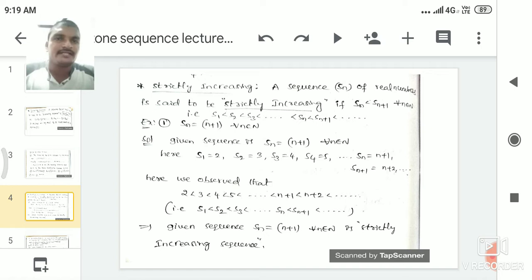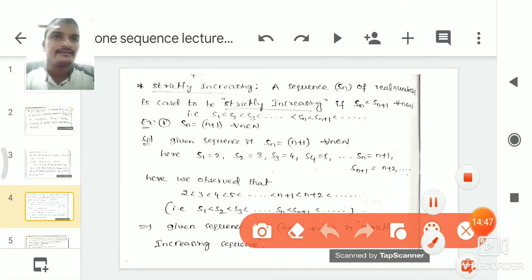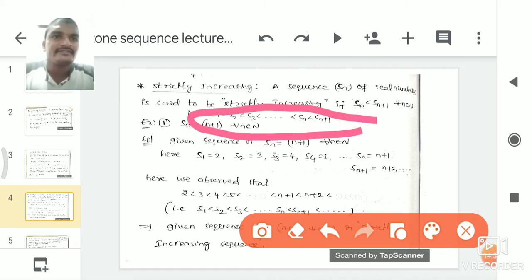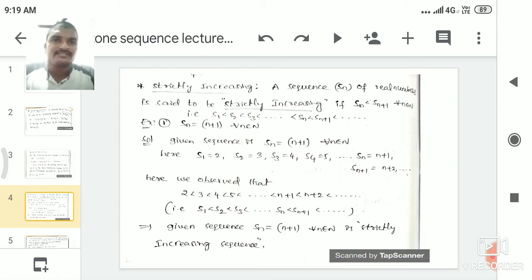Here we see one example, Sn is equal to n plus 1 for all n belongs to N. What is the definition of strictly increasing? The sequence satisfying the condition S1 is less than S2 is less than S3 and so on, that is Sn is less than Sn plus 1, then we say that the given sequence is strictly increasing. If Sn is less than or equal to Sn plus 1, we say that the sequence is only increasing. Here the first term of the sequence S1 is equal to 2, the second term is 3, and the third term is 4.